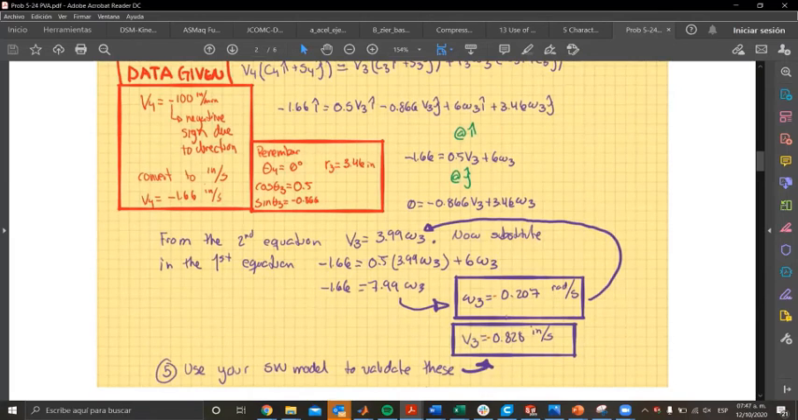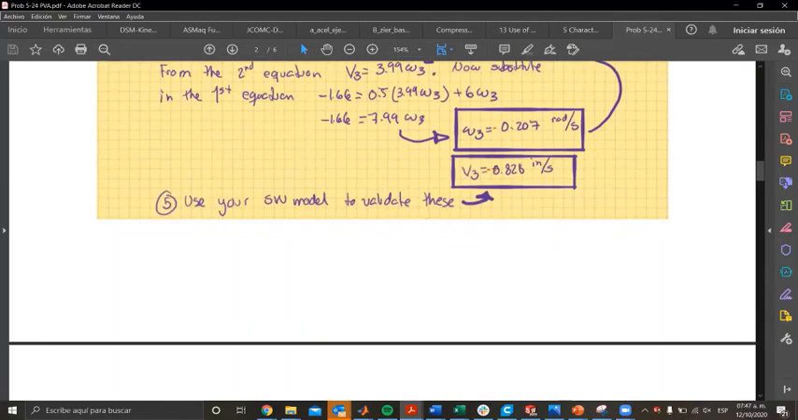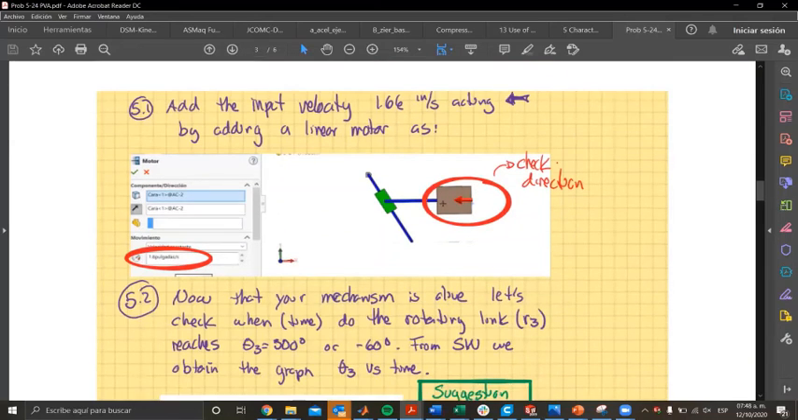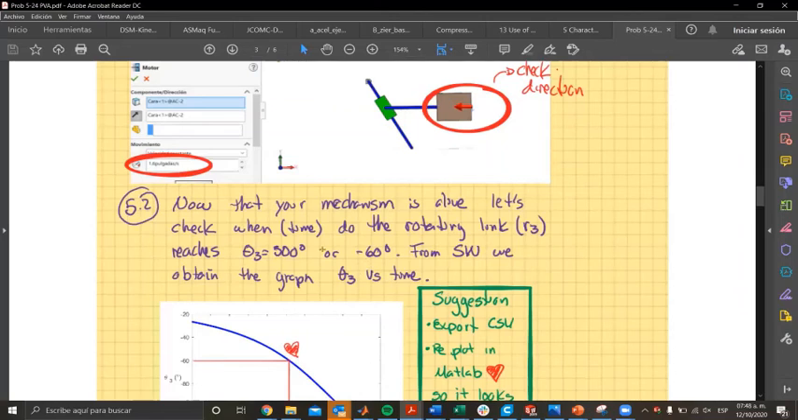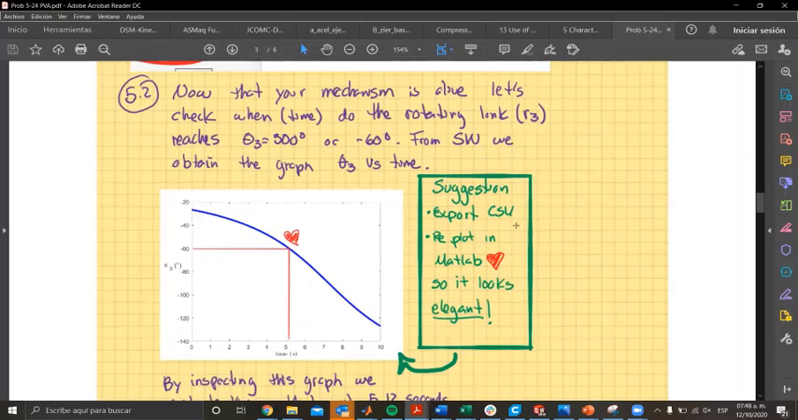We obtain the results for velocity and use those to validate again with SolidWorks. We give an input velocity, and we need to check for 300 degrees or minus 60. We can get that from the plot of θ3 versus time. I give a suggestion here. It doesn't mean you have to do it, but it says export CSV and replot in MATLAB, because if you use the SolidWorks plot, it doesn't look nice. The axes are very small.